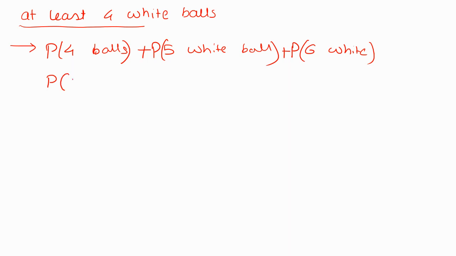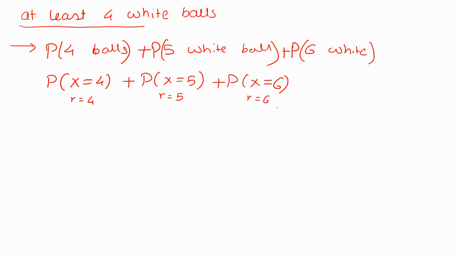Therefore, how will your formula be? Probability of x equals 4 plus probability of x equals 5 plus probability of x equals 6. Okay, r value will be 4 here, 5 here, and 6 here. Rest all will remain same. Obviously only 6 white balls is possible. Why? Because the bag contains only 6 white balls. Otherwise it could have gone further.